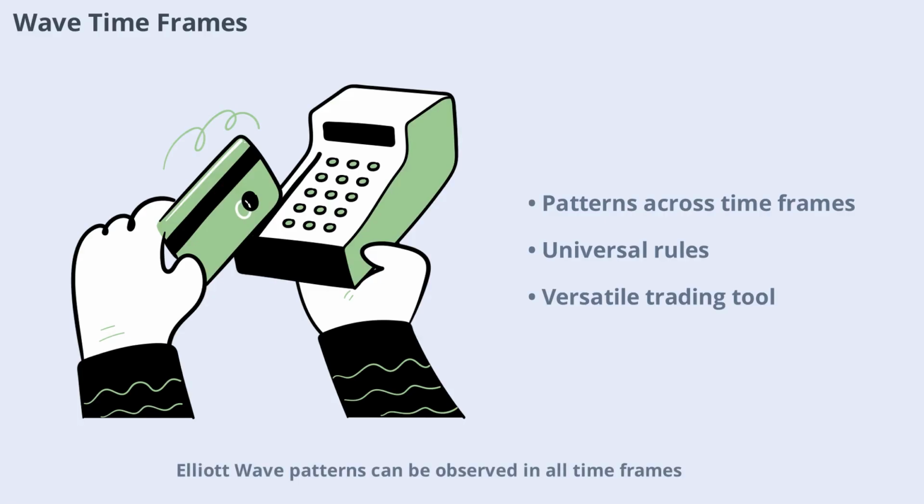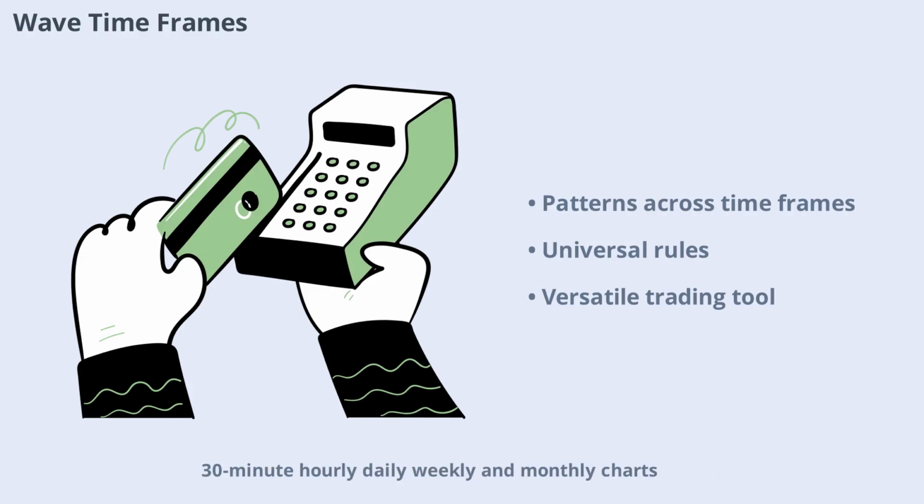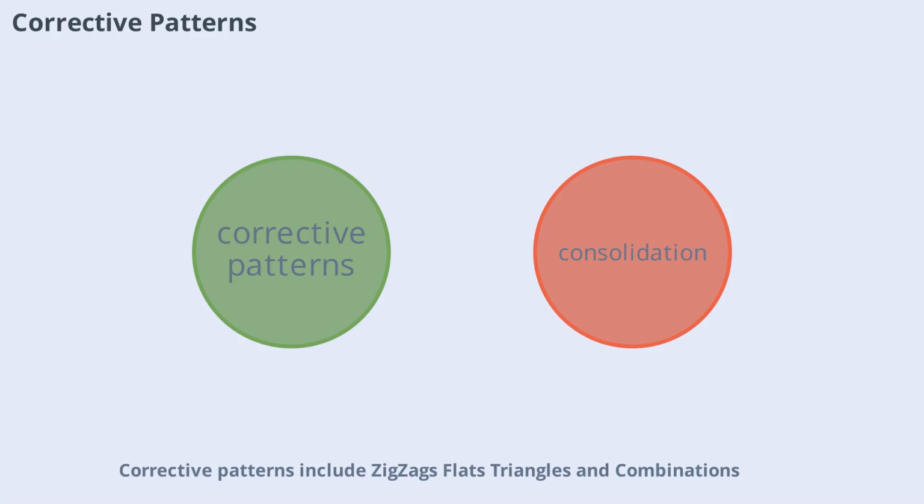Elliott wave patterns can be observed in all time frames from tick charts to 1 minute, 2 minute, 5 minute, 10 minute, 15 minute, 30 minute, hourly, daily, weekly, and monthly charts. The same rules and guidelines apply regardless of the time frame, making Elliott wave analysis a versatile tool for traders of all styles. Corrective patterns include zigzags, flats, triangles, and combinations.